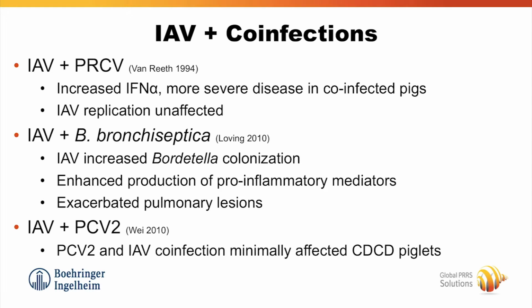For flu and co-infections, some of the brief work that has been done is looking at influenza with respiratory coronavirus. There was an increase in interferon alpha, more severe disease in the co-infected pigs. However, influenza replication was unaffected. So we can still see these effects taking place in spite of replication that may be increased or may not. With Bordetella, another interesting study with co-infected with flu, there was an increase in colonization of the bacteria and enhanced production of the pro-inflammatory cytokines and mediators.